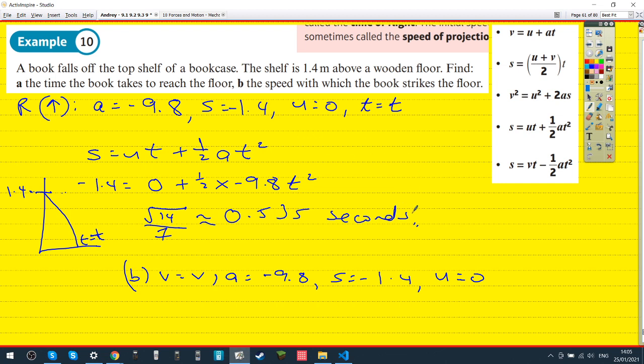And then we do S equals to... No. U plus V over 2. Oh no, so that's wrong, my bad. It should be S equals to... No. V squared equals U squared plus 2AS. Yeah.